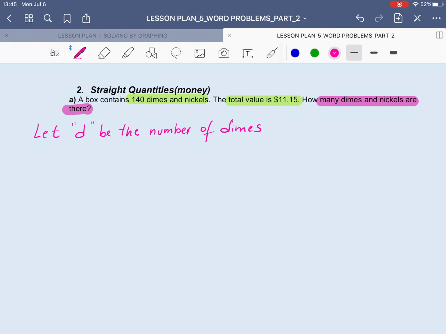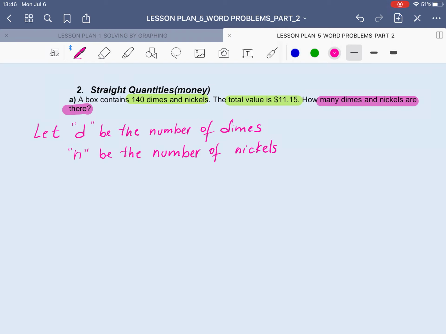And then I would let N be the number of nickels. We have started to forget about what they look like, right? Okay, they still exist though. So now that we have a variable for each unknown, then we can convert our statements or words into equations.